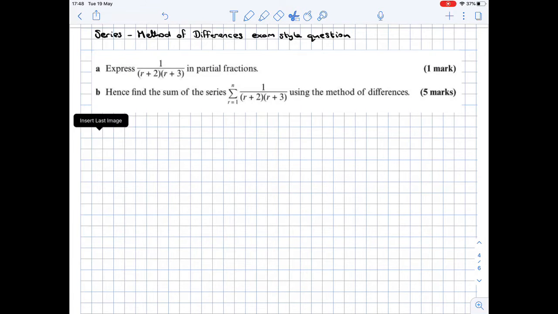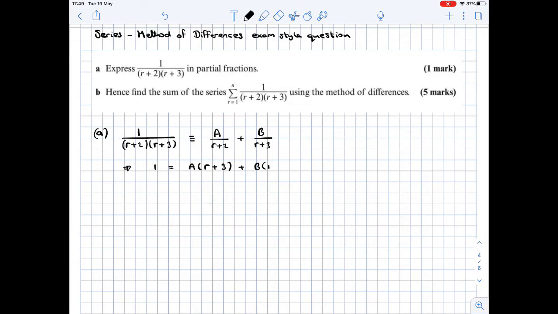Series Method of Differences exam style question. In part A, we need to express this fraction in partial fractions. So we make this equivalent to A over r plus 2 plus B over r plus 3. Then multiplying through by the common denominator gives 1 equals A(r plus 3) plus B(r plus 2).